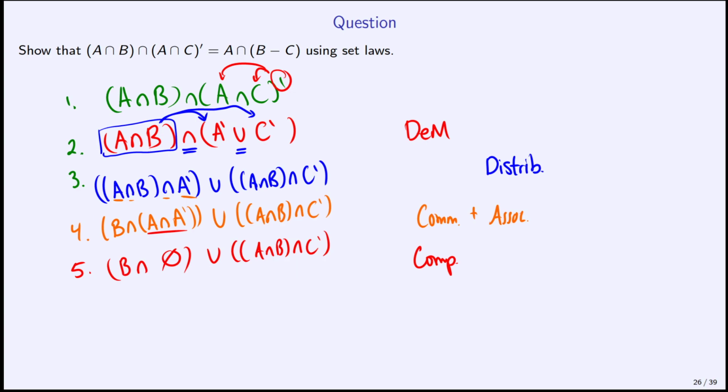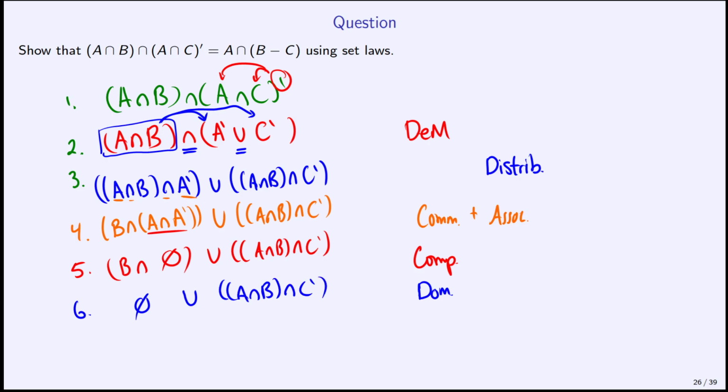Now I have B intersection empty set. So what's the shared elements between these two? Well, the answer is nothing. It's the empty set. So this is the domination law of the empty set. So on the left side, we get the empty set. And now I take the union with A intersection B, intersection C complement.